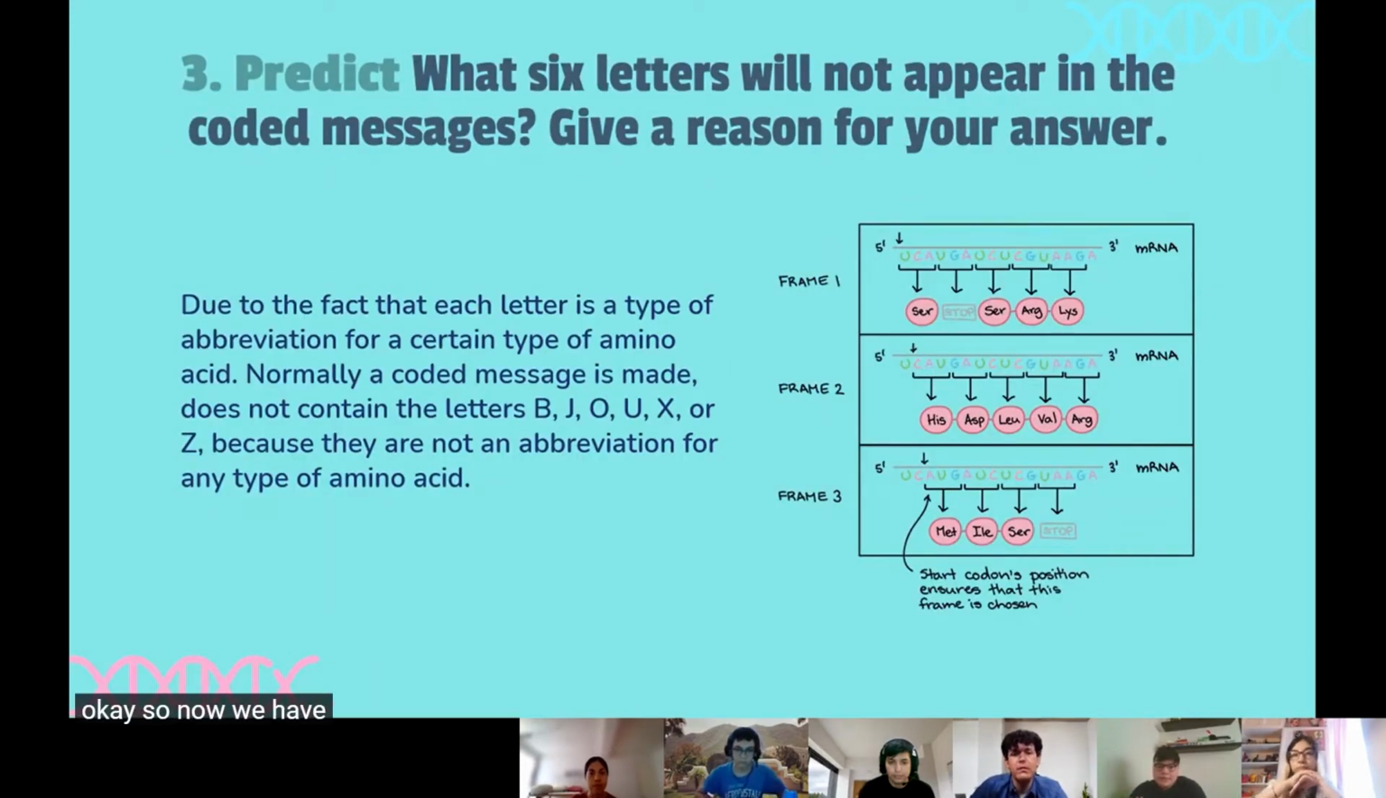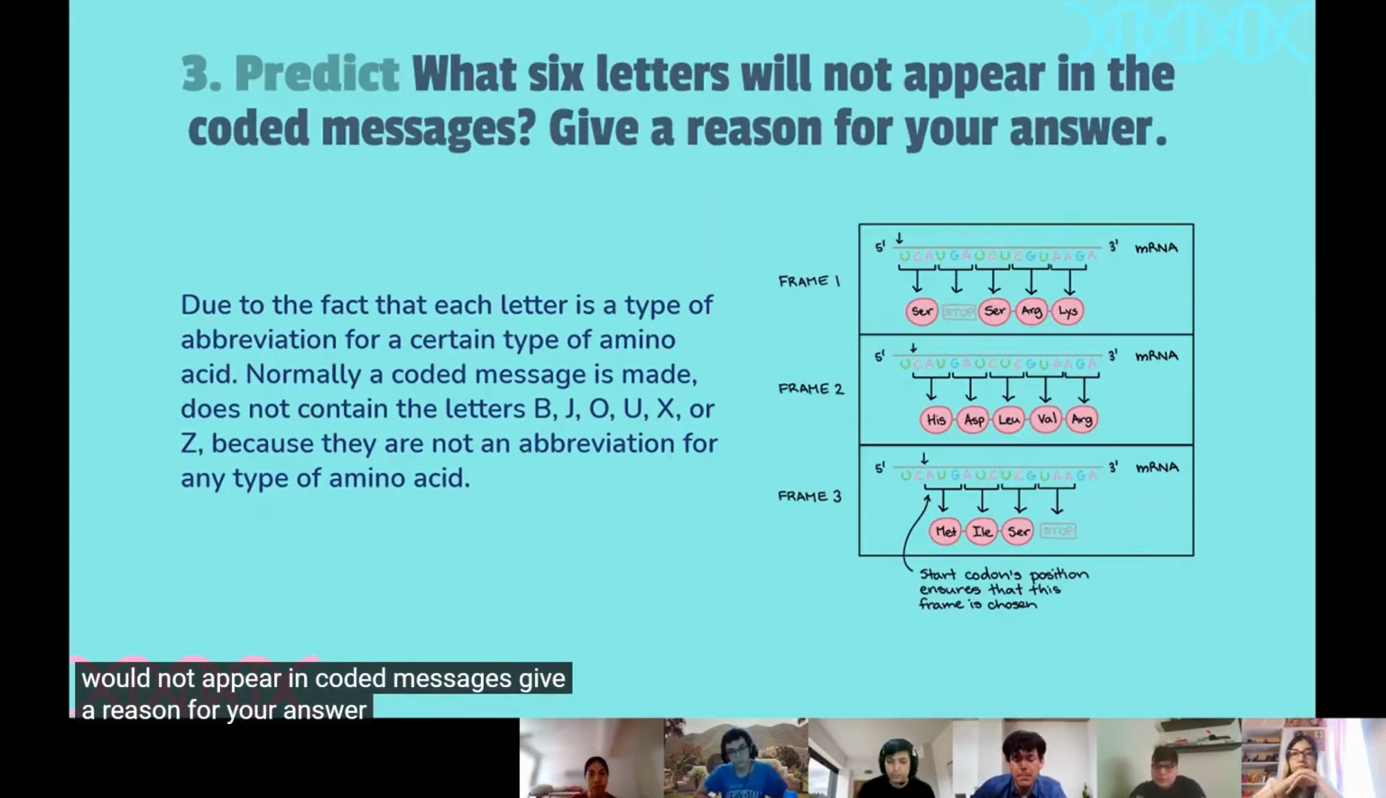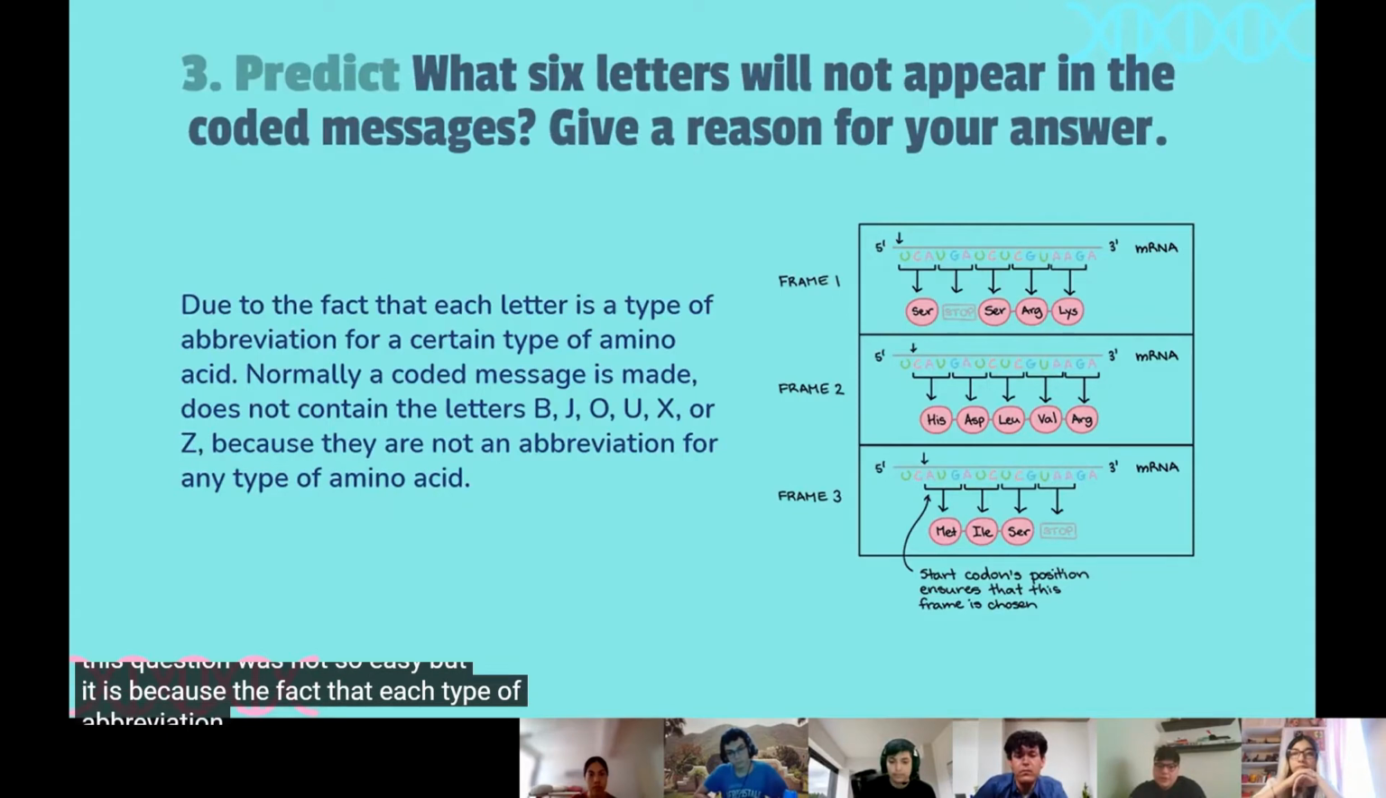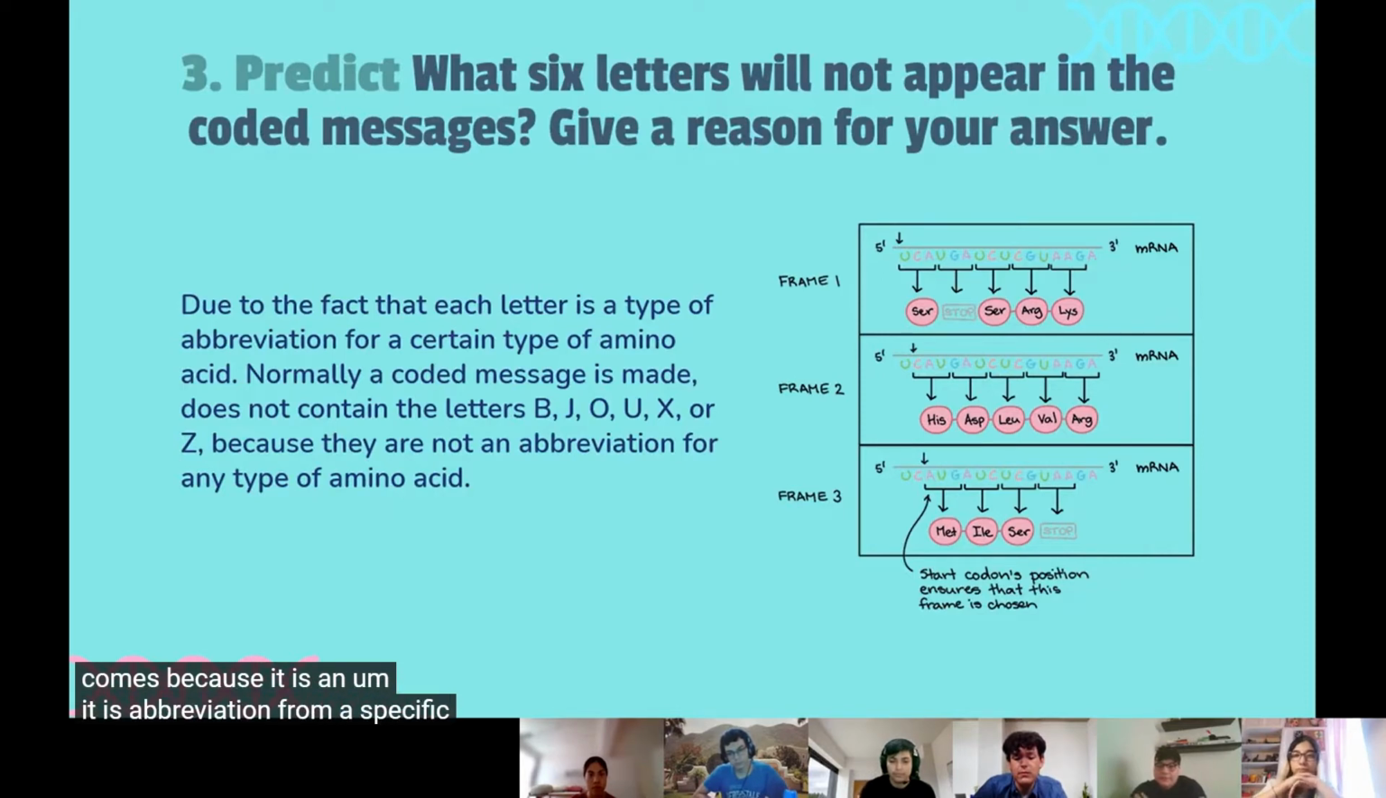Okay, so now we have: what 6 letters would not appear in coded messages? Give a reason for your answer. This question was not so easy, but it is because each abbreviation of a certain type of code comes from specific amino acids. So the letters that you will not find are P, J, O, U, X, and Z. This is because there are no amino acids that have these abbreviations.